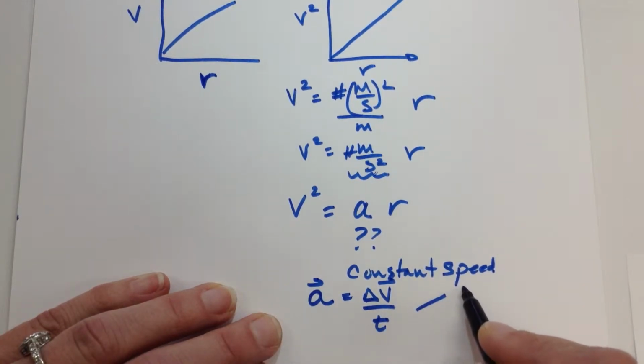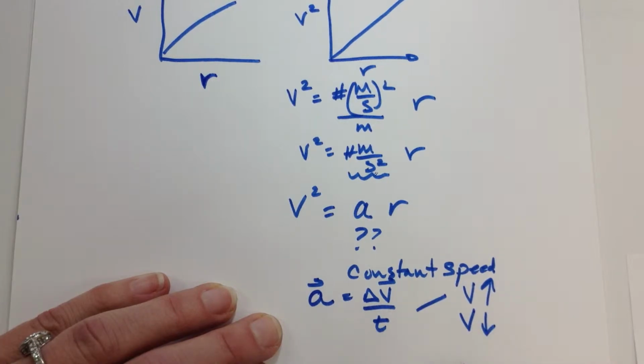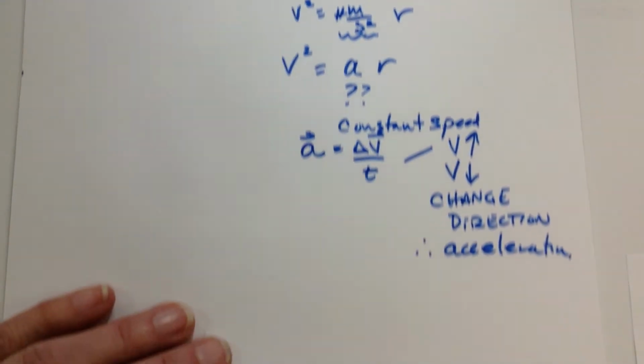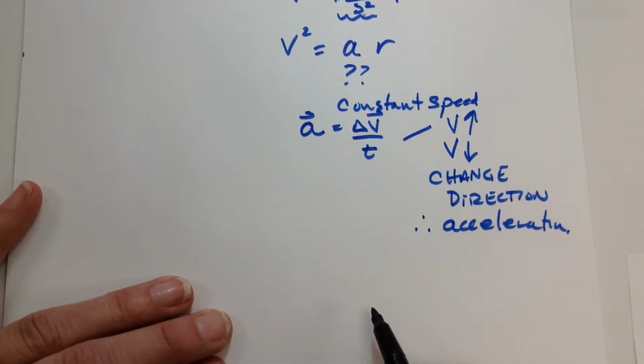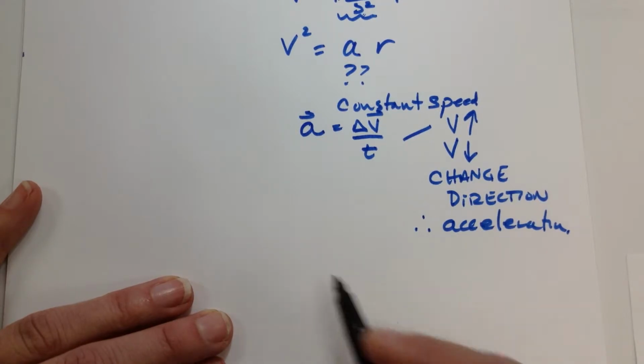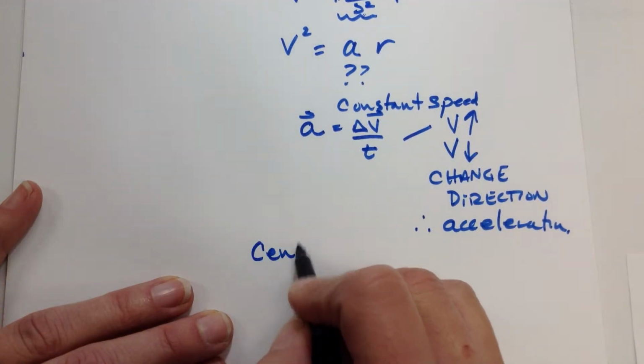So you can change your velocity by increasing your speed, you can decrease your speed, and because it's a vector, you can change direction. So in this context, when we are talking about uniform circular motion, it's certainly moving with a constant speed, but it's constantly changing direction. Therefore, it is accelerating. We give this type of acceleration, where it's still moving with a constant speed but changing direction, the name centripetal acceleration.